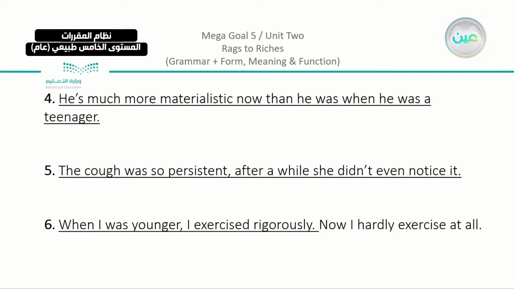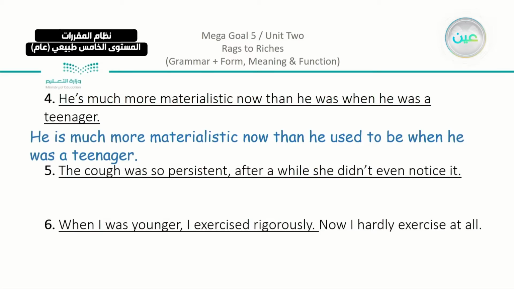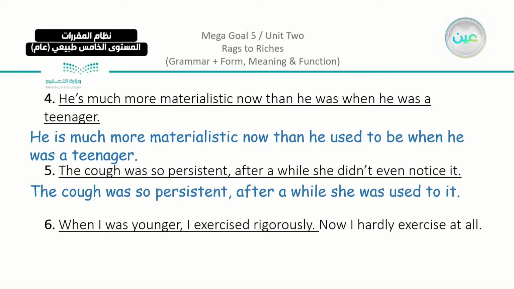He's much more materialistic now than he was when he was a teenager. Also, we have here 2 sentences that I can give, or just one here. We have here, he is much more materialistic now than he used to be when he was a teenager. Number 5, the cough was so persistent, after a while, she didn't even notice it. Also, we have here the whole sentence or the complete sentence. So we can say that something, she got used to it. It's like a habit now. So that's why we have here, we can say that the cough was so persistent, after a while, she was used to it.